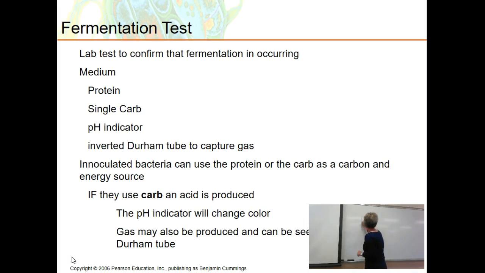I'm going to take this test tube, and inside of it I have a small test tube inverted, upside down. That's called the Durham tube. There's going to be liquid inside of here, filled to the top. Inside of the liquid, mixed up, there's one protein, there's one carbohydrate, and there's a pH indicator.